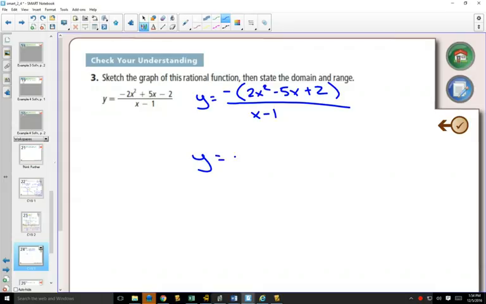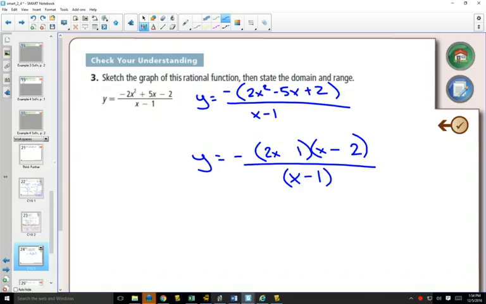So now, with that negative out in front, it's got to be 2x and x. 2 and 1, outside is 4, inside is 1. They would both have to be negative.